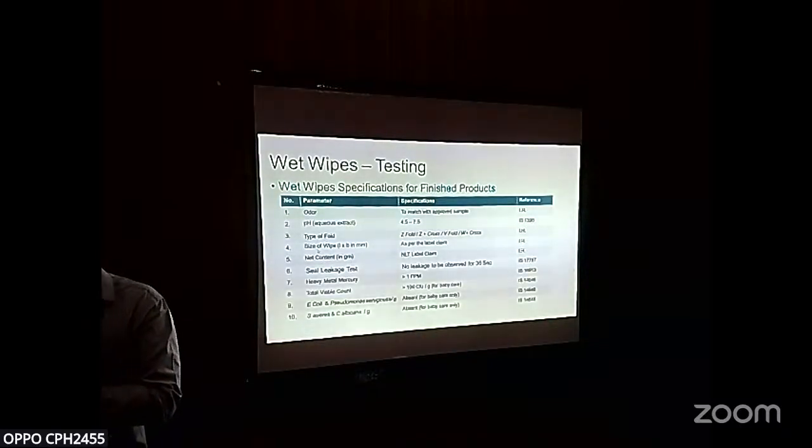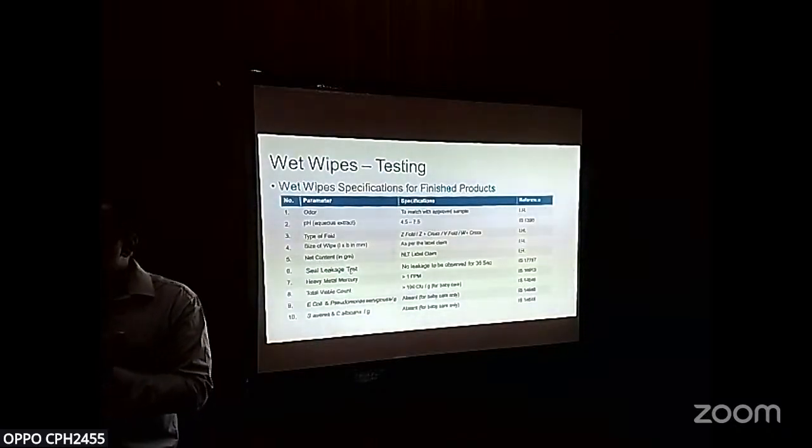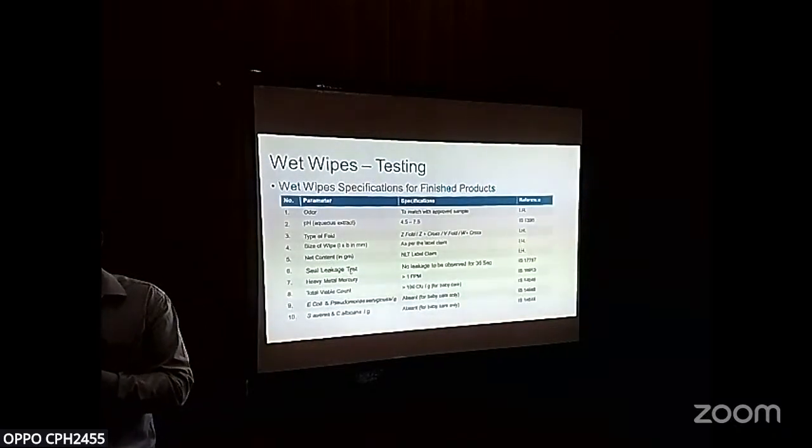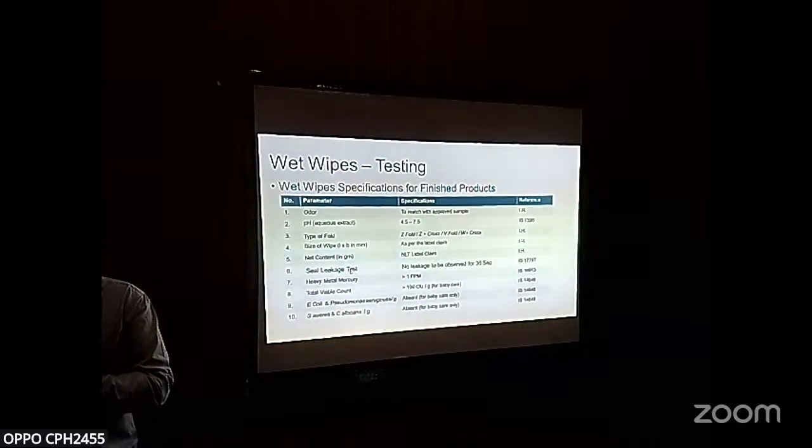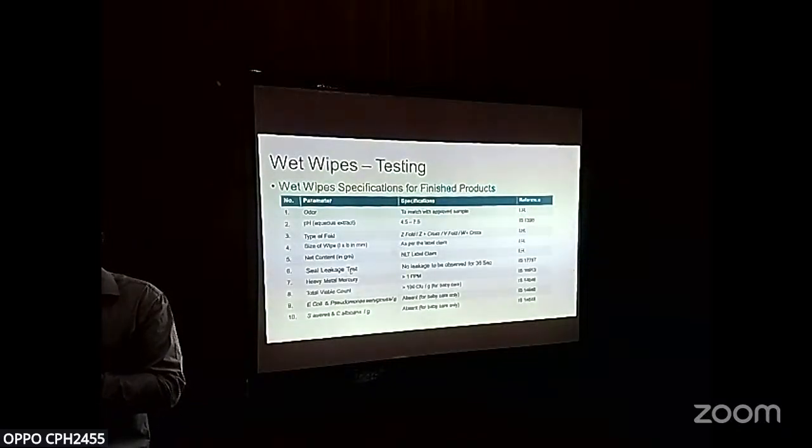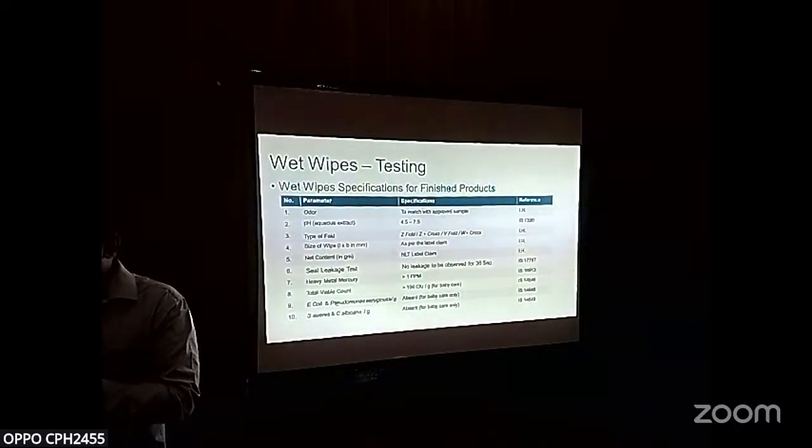Size of the wipe is more of a personalized category. Net content is also there. Seal leak test is something which is being told. Once it is sealed, we need to keep it under a vacuum leak test chamber and see that there is no leakage happening. This is mainly to ensure that the liquid solution is well absorbed into the wipes, along with heavy metals, microbial counts and all, which people have already spoken about.